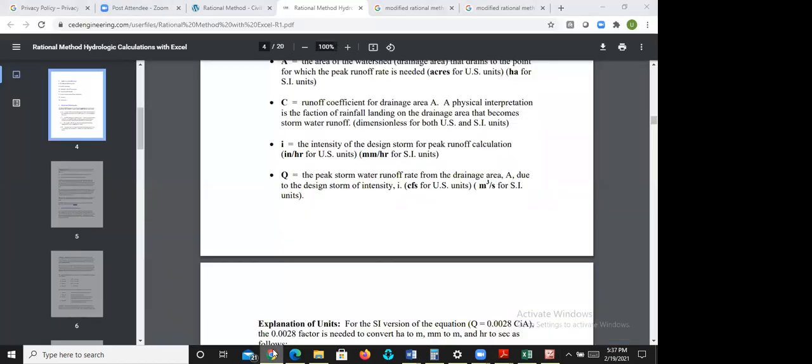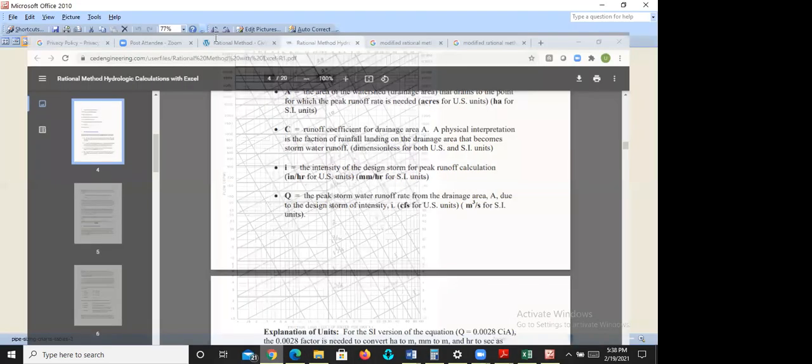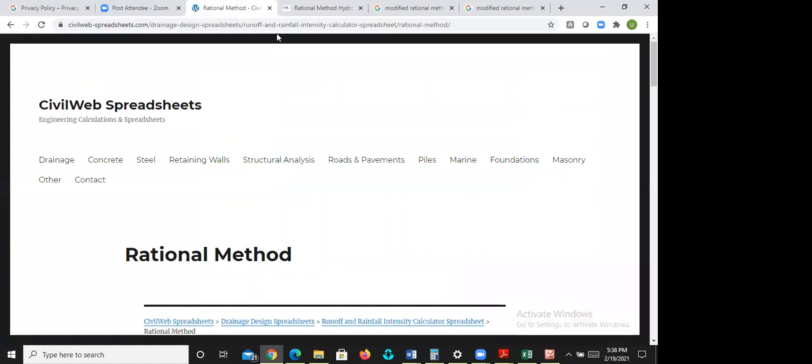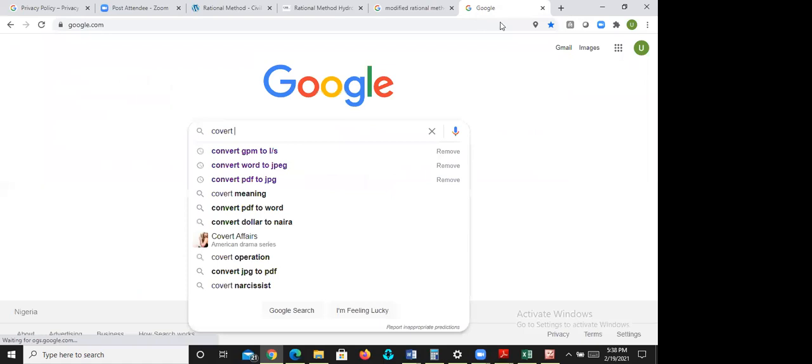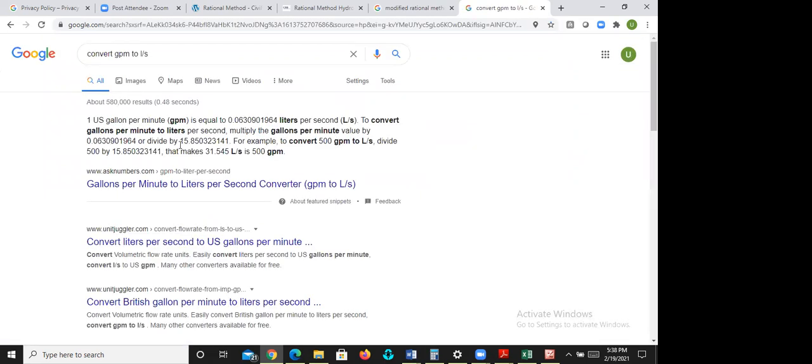Let's just do some mathematics. This one has discharge that might be helped. So listen, Loretta, are you with me? So this 3,800 liter per second, if you want to convert it to gallon per minute, I think you divide by 15. We'll learn something now. Just hold on. Convert gallon per minute to liter per second. Say 1 US gallon is equal to this. To convert gallon per minute to liter per second, multiply the gallon per minute value by this.